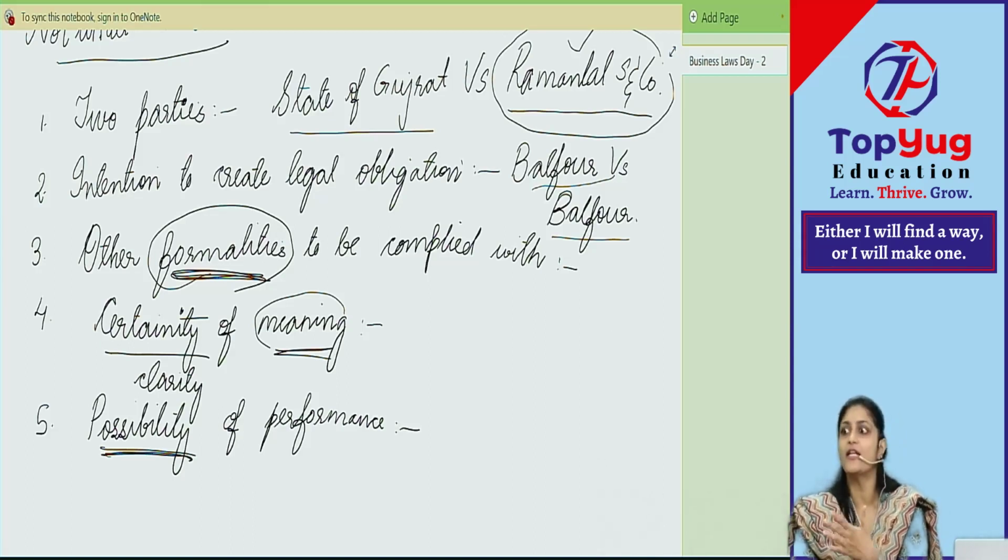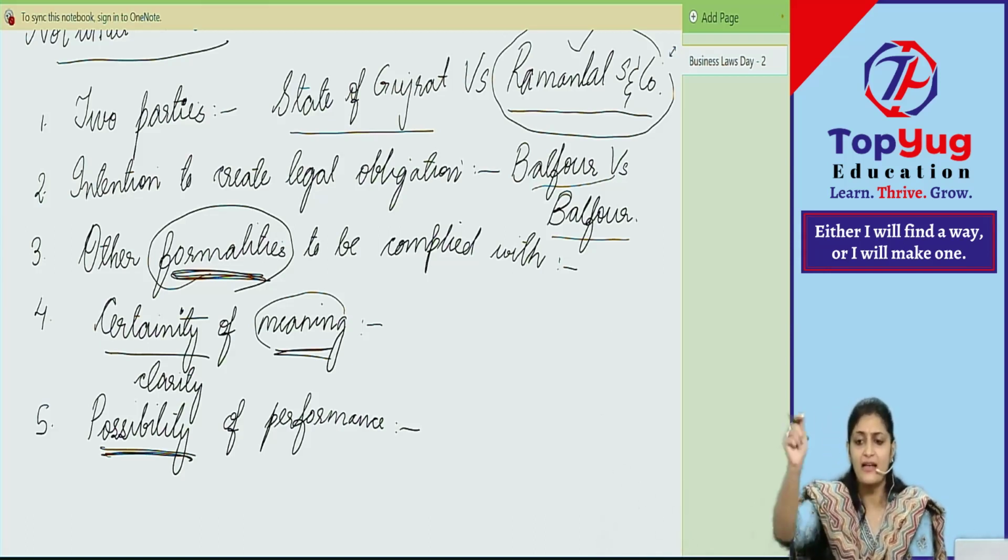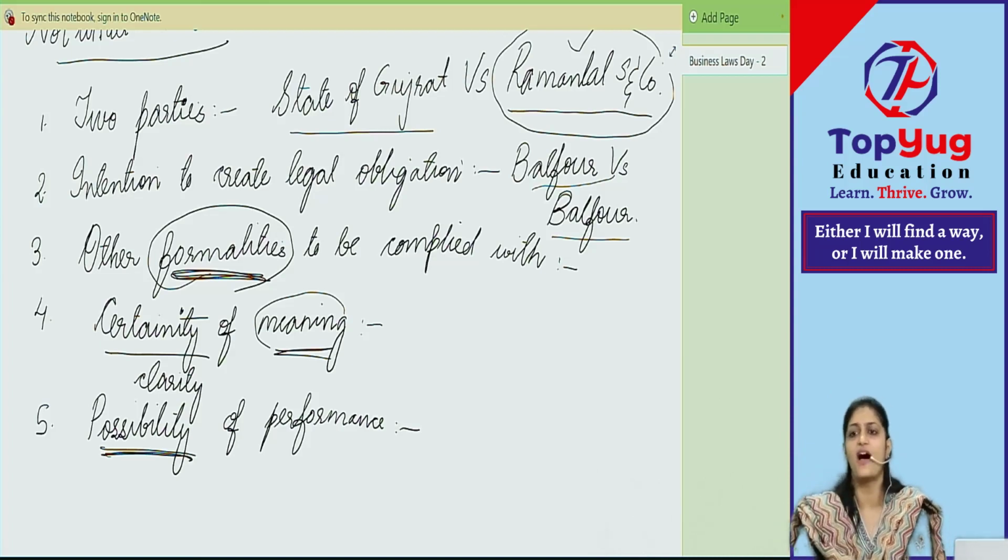There should be possibility of performing that. Otherwise, it is not a valid contract. If I tell you, I will pay you 50,000 rupees, write 100 pages in 1 minute. Come on, do it fast. Can you do it? Yes or no? Who can do it?